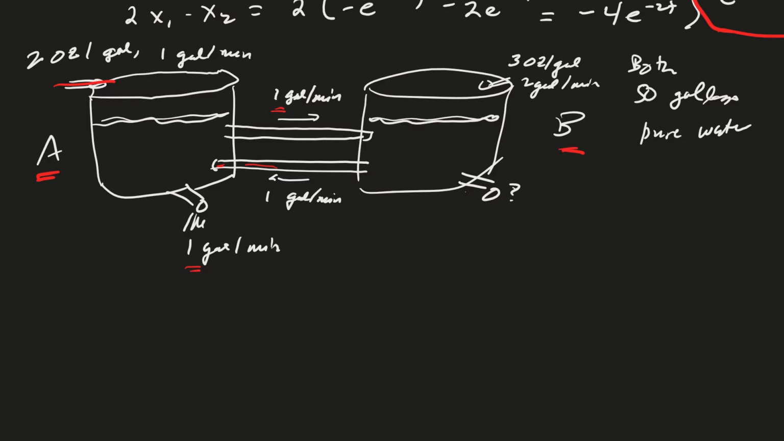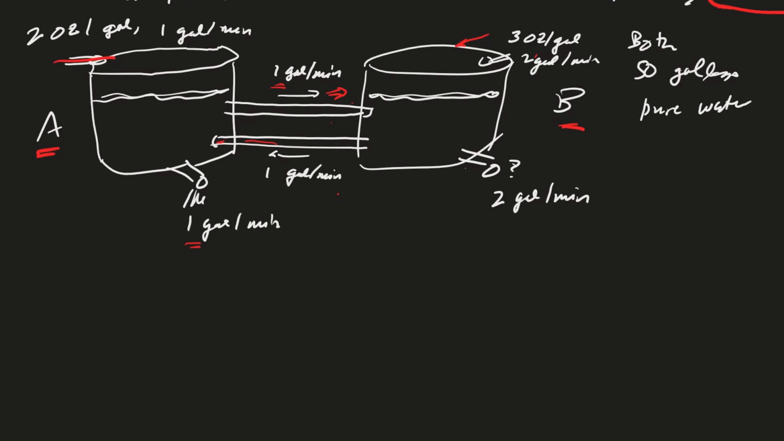And then how about on this side for tank B? I've got 2 gallons per minute coming in from up here, and I've got 1 gallon per minute coming from tank A. So altogether I've got 3 gallons per minute being pumped in, and then I've got 1 gallon per minute being pumped out so far. So that leaves 2 gallons per minute that I need to get rid of. That's the excess, right? So we'll go ahead and make our excess here 2 gallons per minute, and that'll keep our fluid balanced. Good.